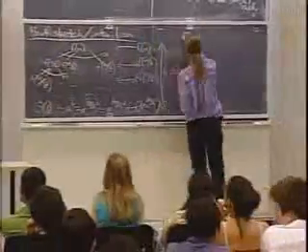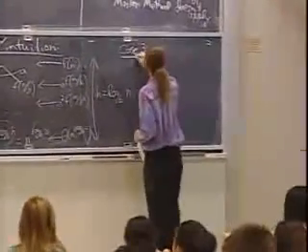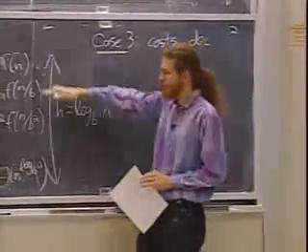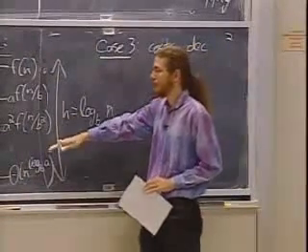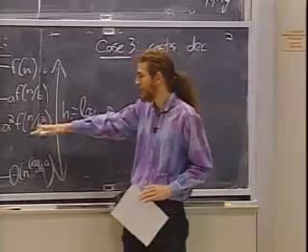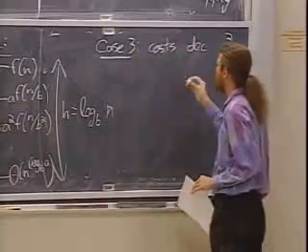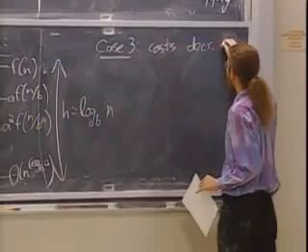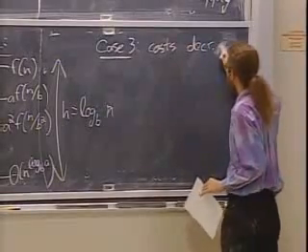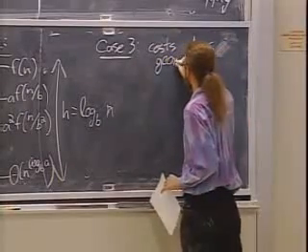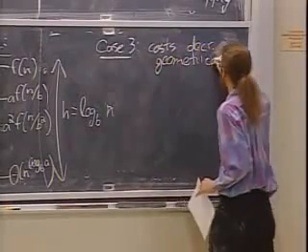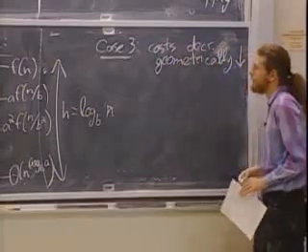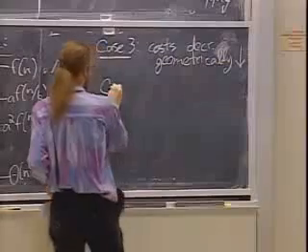Let me write that down. So case 3, the costs decrease. Now, this is a place I would argue where the dot, dot, dot is pretty obvious. Right here, this is simple. It's a to the k times f of n over b to the k. And in case 3, we assume that the costs decrease geometrically as we go down the tree. OK, that was sort of backwards to start with case 3.